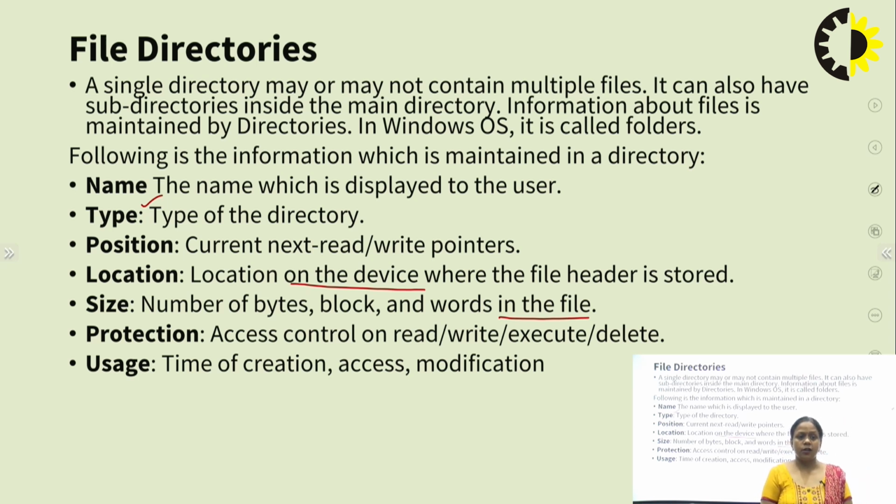Protection, access control on read, write, execute and delete. And next is usage, time of creation, access and modification. So these are the information which is maintained in the directory. And the directory also saves the data about the files. Fine. So it can contain multiple files and their information in the directory. So it is like a folder. Fine.